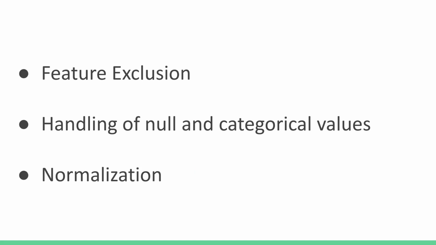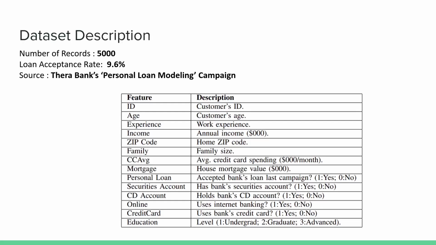Now, for pre-processing, we have chosen these three methods. The first, we need to execute feature exclusion. We need to basically remove features that are not important. Now, if you see the columns or the features in our data set, we can see that customer ID has no value or no input when it comes to predicting that our particular customer will get a loan or not. As a result, we are removing that particular column. So we are removing the ID column.